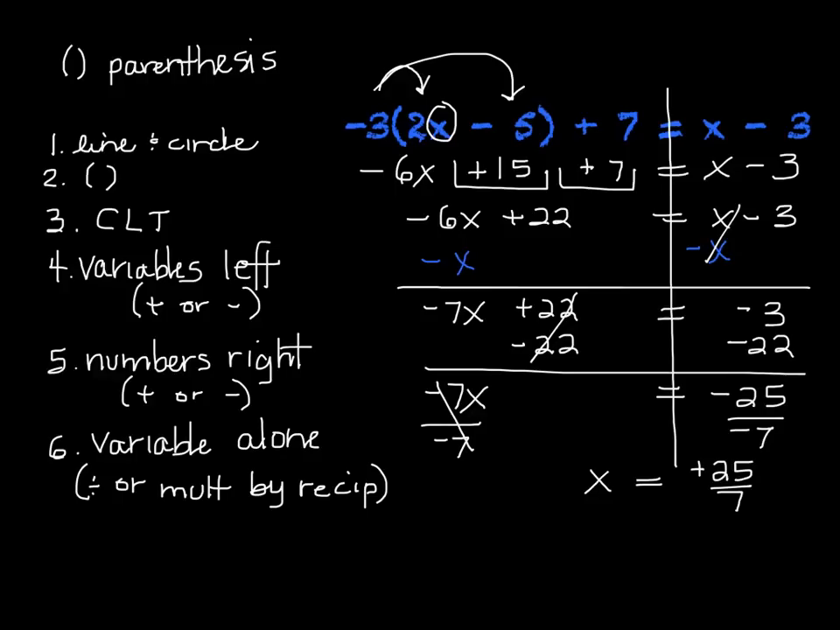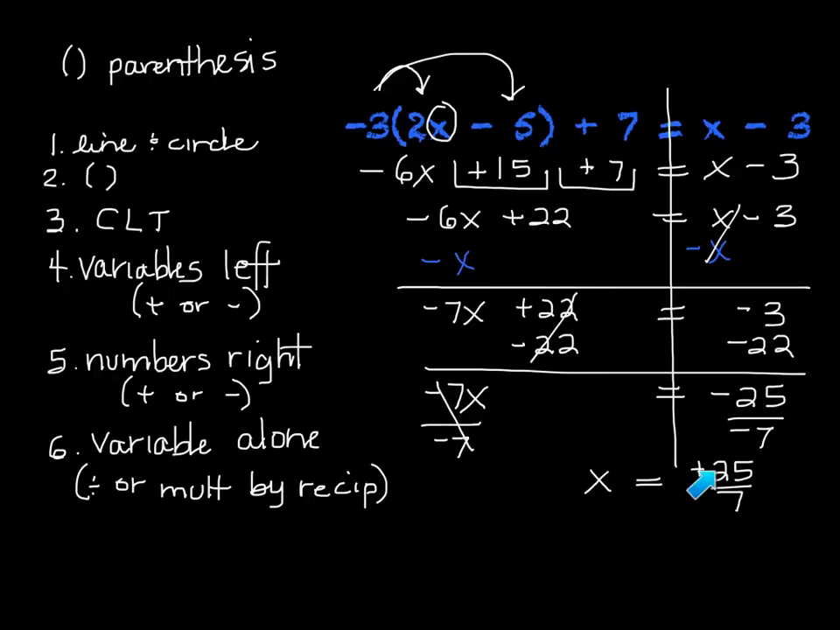Right here, don't forget that a negative times a negative is a positive 15, okay? And this negative 3 is only distributed inside the parentheses, so it does not distribute to the 7. Also down here, don't forget that a negative divided by a negative is a positive. I don't have to write the positive, so I can leave it off.